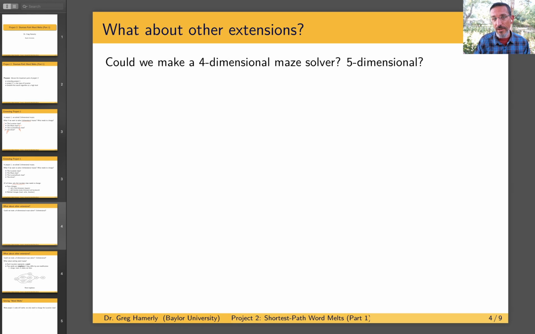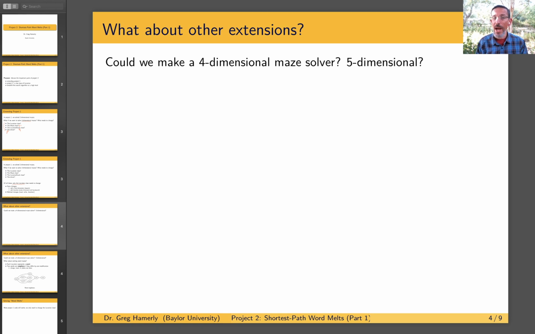What about four-dimensional mazes? Could we do that? Yes. What about five-dimensional mazes? Yes, we could make a five-dimensional maze solver. What would that mean? Well, it just means that every location has 5 coordinates, okay? Could be row, column, depth, time, and I don't know, some other dimension, right? So a measurement like temperature or something like that. Doesn't matter what they mean, but the point is you can make a 4-dimensional, 5-dimensional, 100-dimensional maze solver just by adapting the location class.